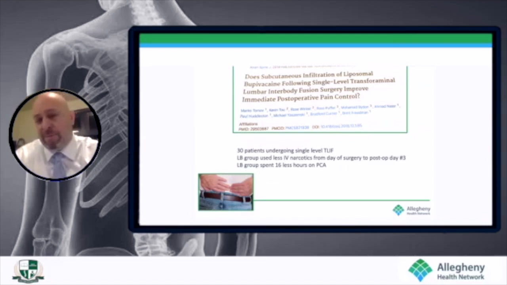These patients were put on PCAs after surgery, which I don't think is what everybody does. I know certainly at our institution, we do not routinely put people on PCAs after this type of surgery, but they did there. They compared the time until patients were able to get off the PCA and transition to oral pain medications, and the Exparel group spent 16 fewer hours on the PCA in this particular study from Mayo Clinic.